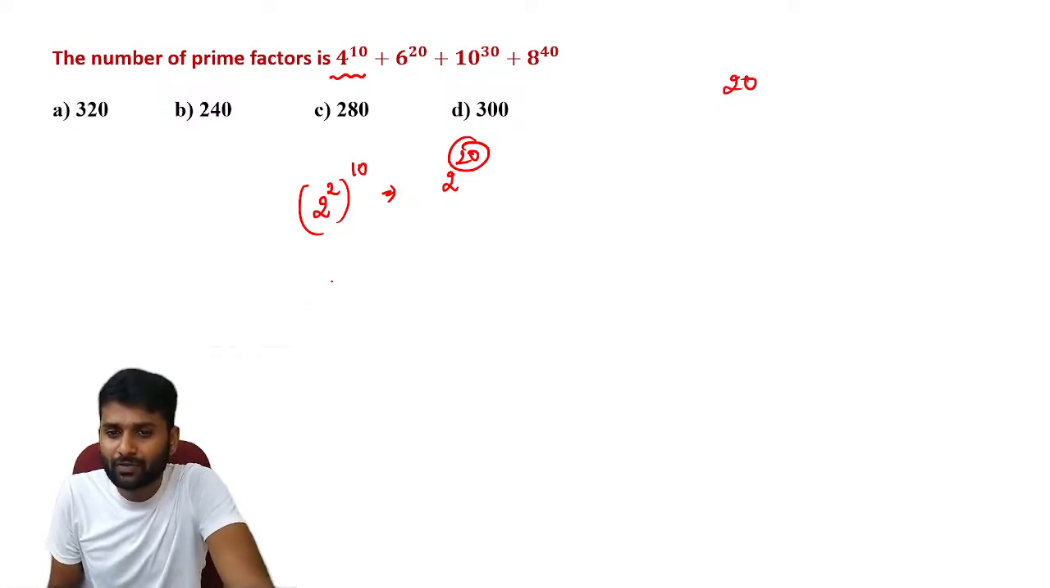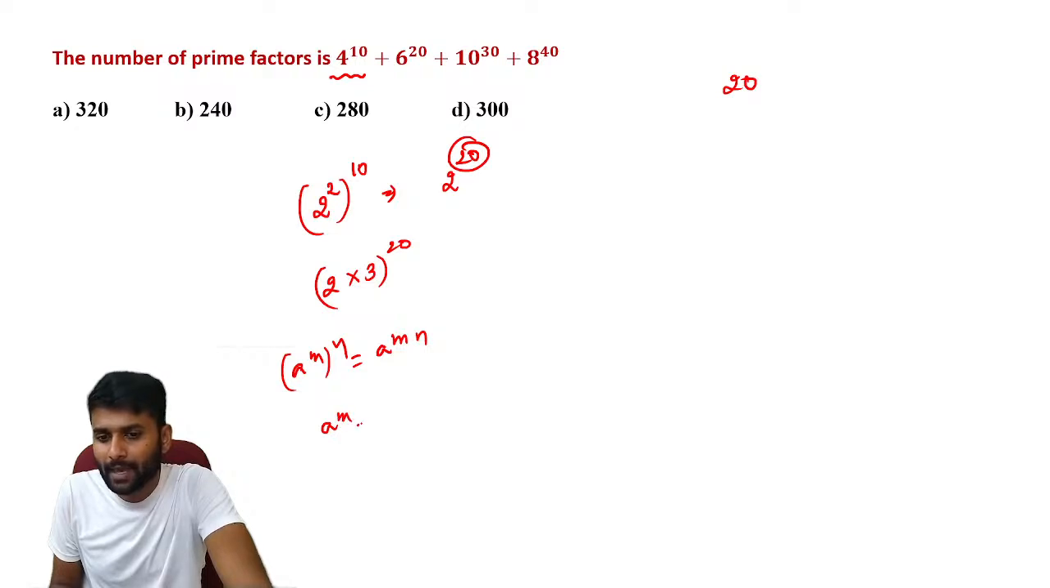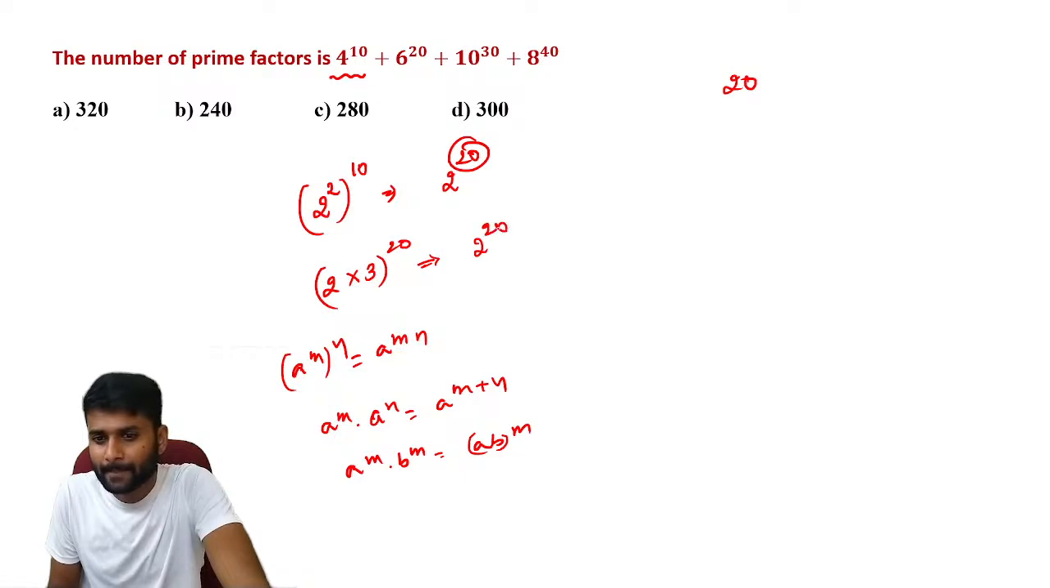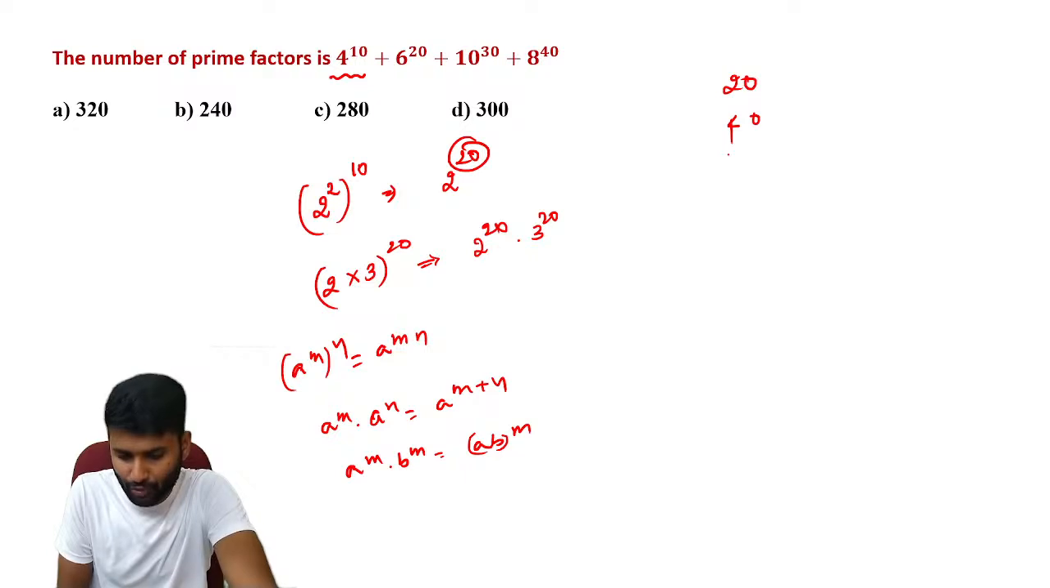Next one, 6 power 20 can be taken as (2 into 3) whole power 20. I am using two properties here. (a power m) whole power n is equal to a power mn. a power m into a power n is a power m plus n. Now a power m into b power m is equal to (ab) whole power m. Let's use this information. 2 power 20 and 3 power 20, you can see the total number of prime factors is 40.